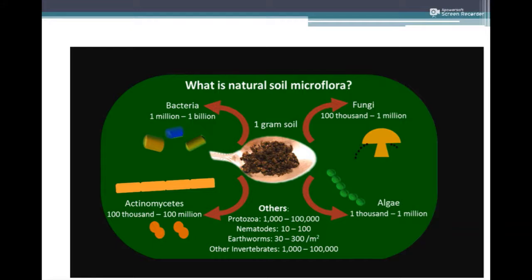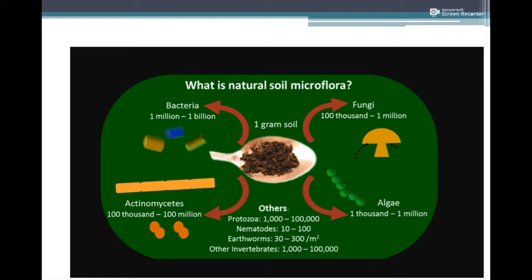About the soil microflora: every time you take a gram of soil, you can find that it contains 1 million to about 1 billion bacteria. And every gram also contains various actinomycetes. What are actinomycetes? Actinomycetes are filamentous bacteria, and about 100,000 to 100 million of them have been found in every gram of soil. These actinomycetes are of much importance because they are mainly the source of various antibiotics that we use today.